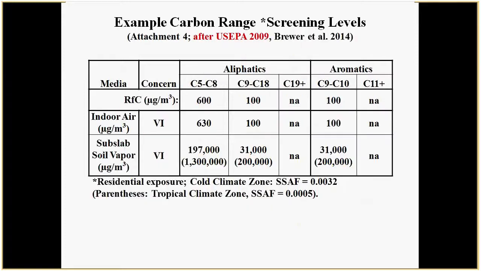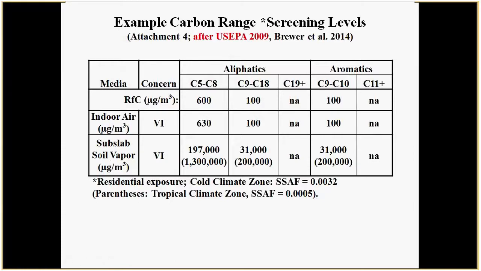Same thing for indoor air, and you can calculate, based on the inhalation reference concentration, the indoor air screening level for the volatile carbon range compounds. There are two aliphatic ranges, C5 to C8 and C9 to C18, and aromatic C9 to C10. We have an inhalation toxicity factor, and we can calculate an indoor air screening level based on that. Then, using the subslab attenuation factors we published in a 2014 document, we can calculate concentrations, say, of C5 to C8 aliphatics beneath the floor of a building that would pose a potential vapor intrusion risk. So you see here for C5 to C8 aliphatics, 197,000 micrograms per cubic meter.